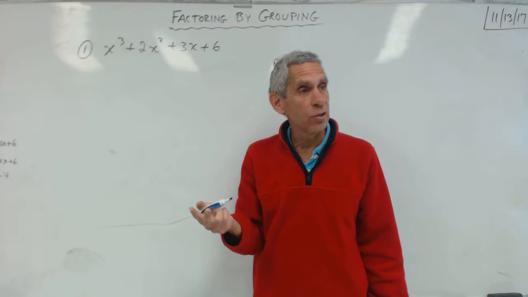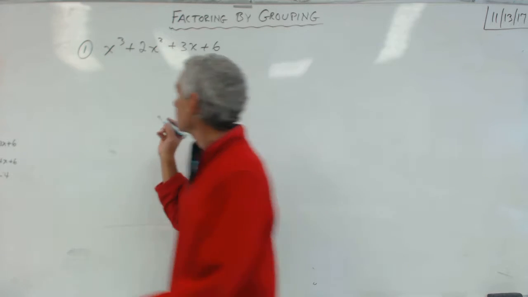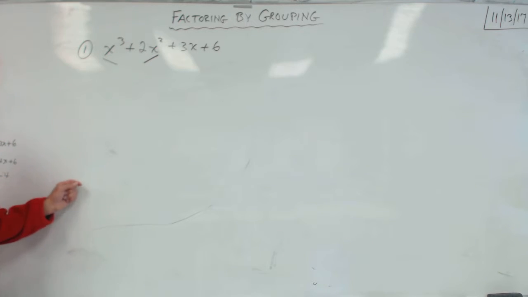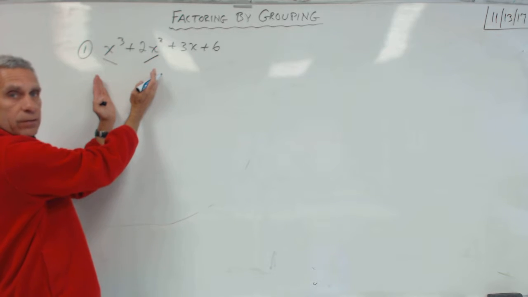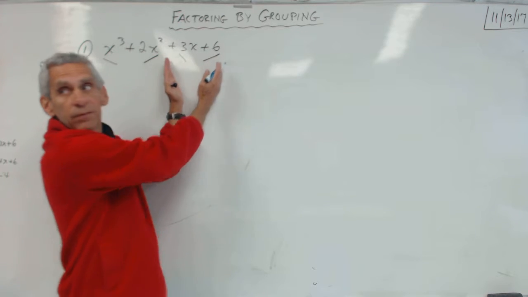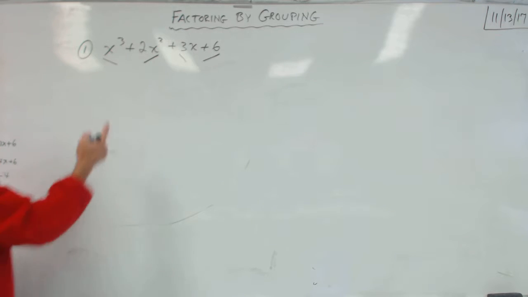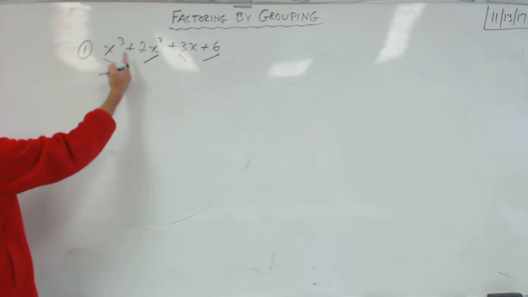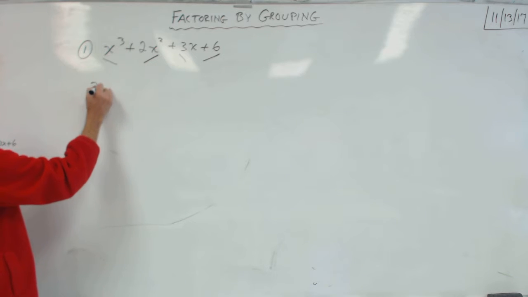So what I'm going to try to do is split it into 2 groups of 2. Meaning, I am going to factor out the greatest common factor out of this. I'm going to group these 2 together and factor out the greatest common factor there. Then I'm going to group these 2 together and factor out the greatest common factor there. And then I'm going to see if there's anything else I can do. So first of all, what do I have in common between these 2? Can I take out an x cubed or an x squared? X squared.